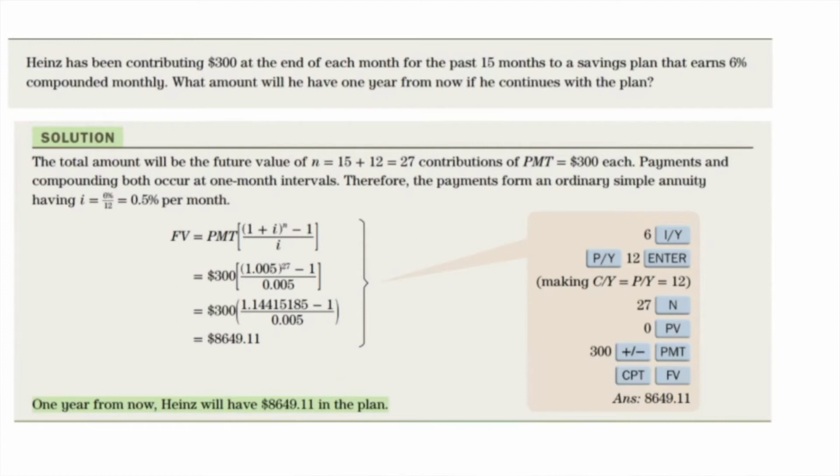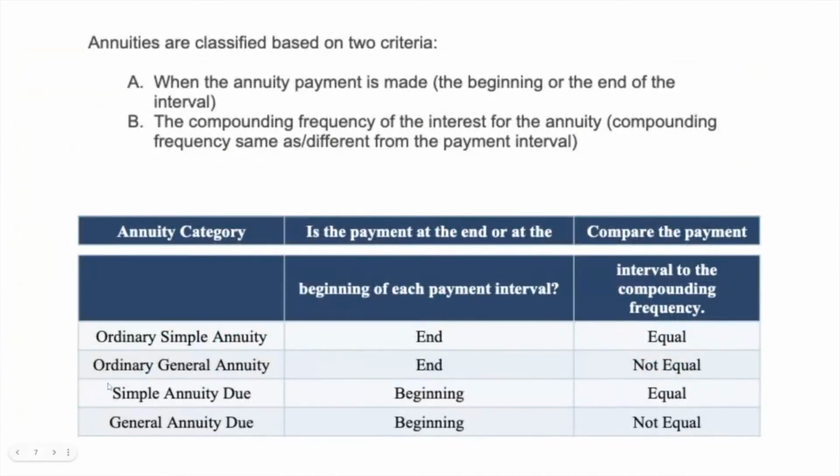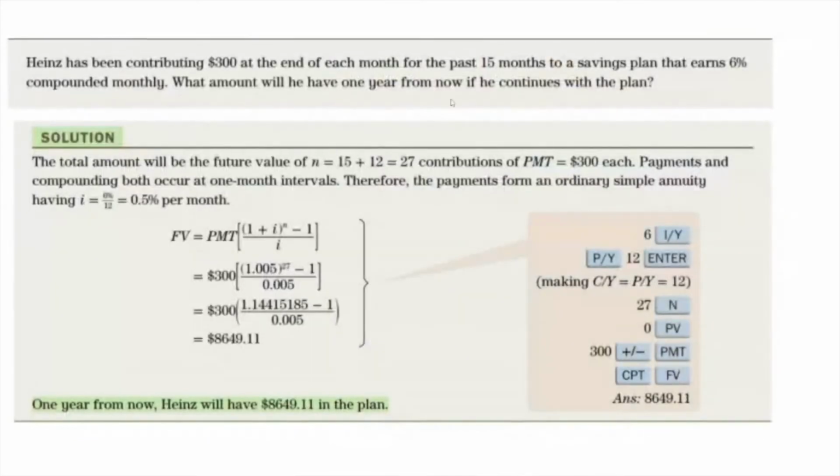So first and foremost, we have to look at this, and I'm just going to hop back a couple slides here. The ordinary simple annuity, by definition, has payments made at the end of the period, and the interval to the compounding frequency is equal. Let's just see if that actually matches in this formula. Okay, we know the payment, and the payment is made at the end of each month. That's the end of the period. That, by definition, means that it is an annuity as opposed to an annuity due, which would say at the beginning of the period. Okay, so this is an annuity.